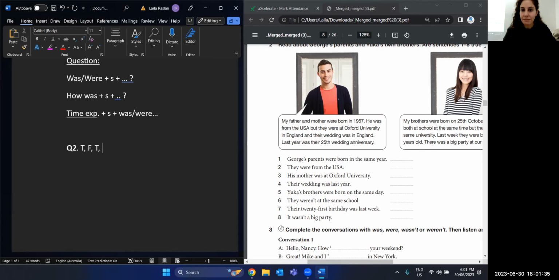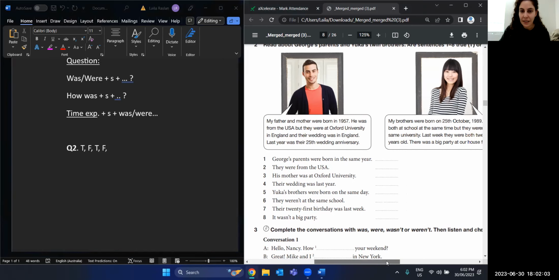False. It wasn't their wedding. It was their wedding anniversary. A wedding anniversary means you're celebrating your 5 years together, 6 years together, 7 years together. It's not your first wedding. It's the day of your wedding. It's the many years after, anniversary. So false.